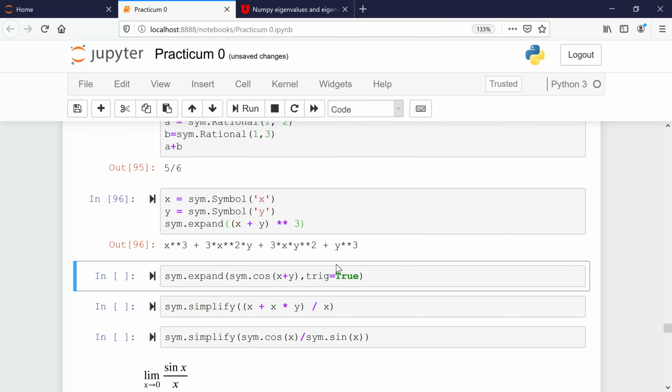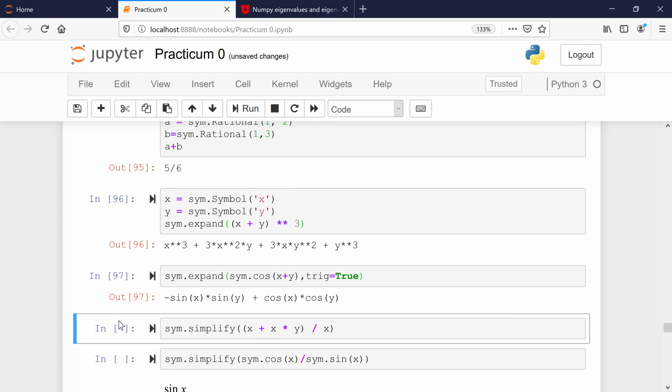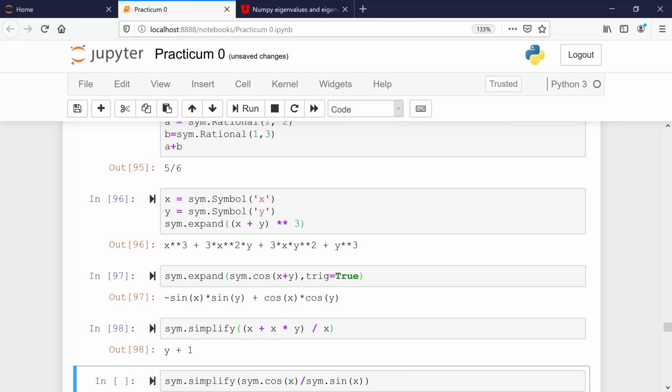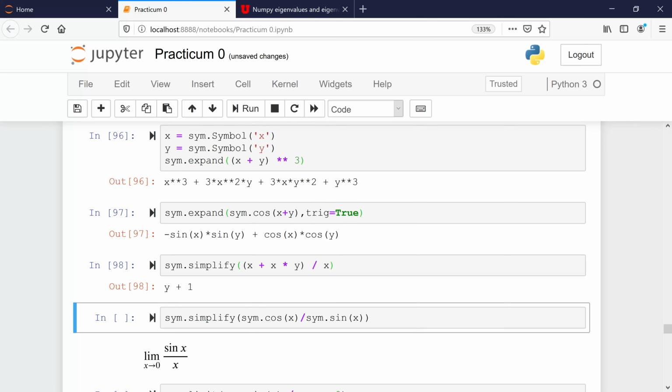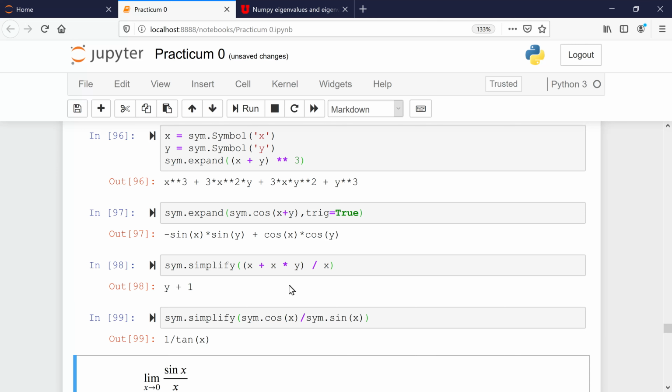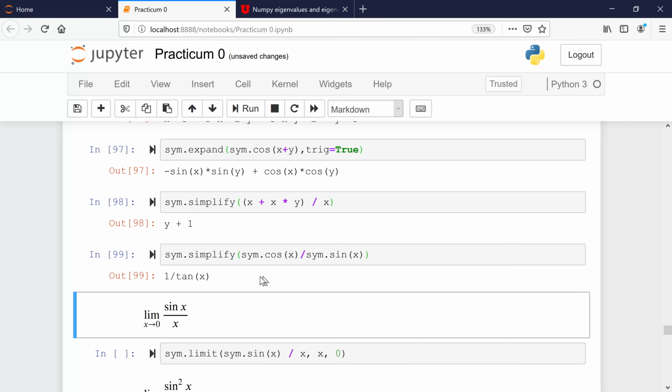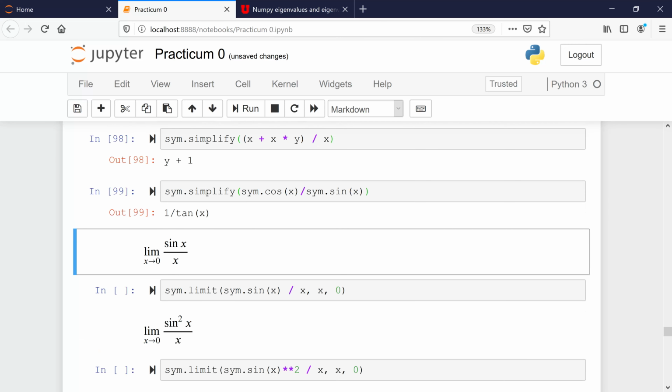Okay, let us try to expand the cosine of x plus y. It's minus sine x sine y plus cosine x cosine y, as we expect. We can simplify fractions. x plus xy over x should give you what? y plus 1. Okay, let us simplify cosine over sine. It's 1 over tangent. We can compute limits with this syntax, sim.limit.